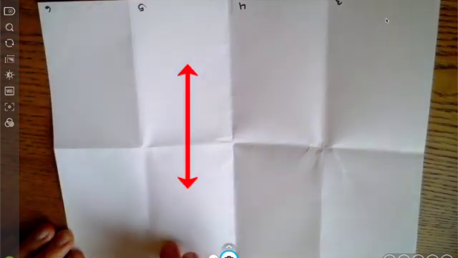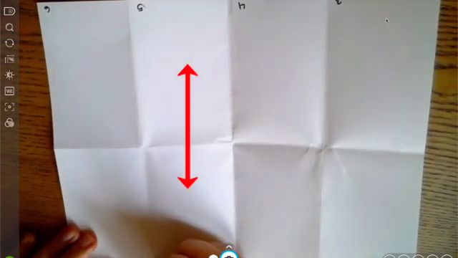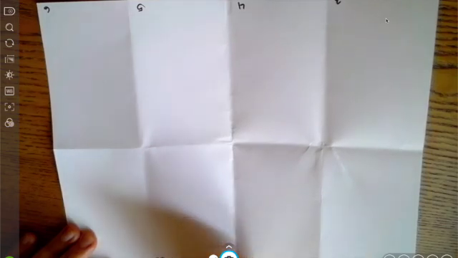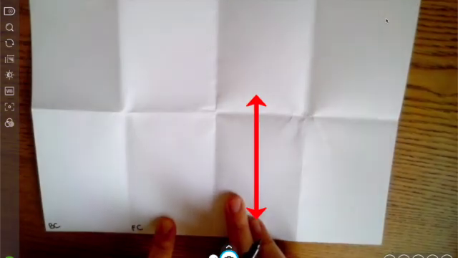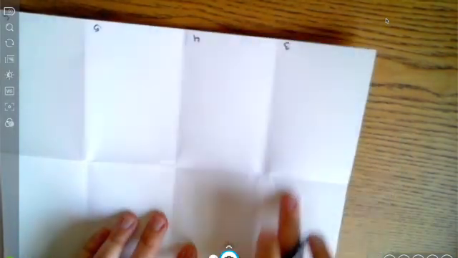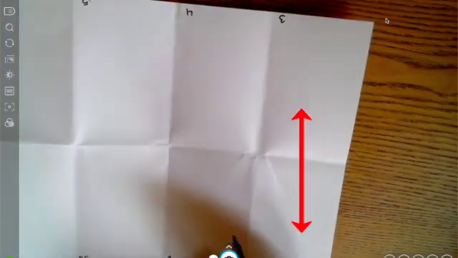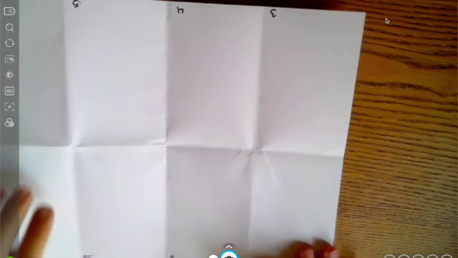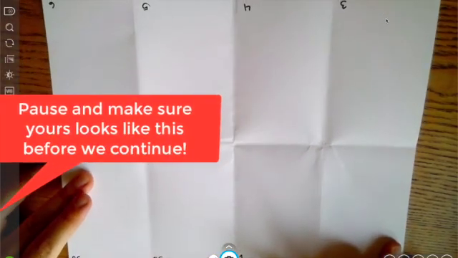Across from 5, and next to BC, is going to be my front cover, or FC. Across from 4, and next to my front cover, is going to be the number 1. And finally, across from 3, and next to page 1, will be page 2. So again, pause this, make sure that yours looks just like mine.